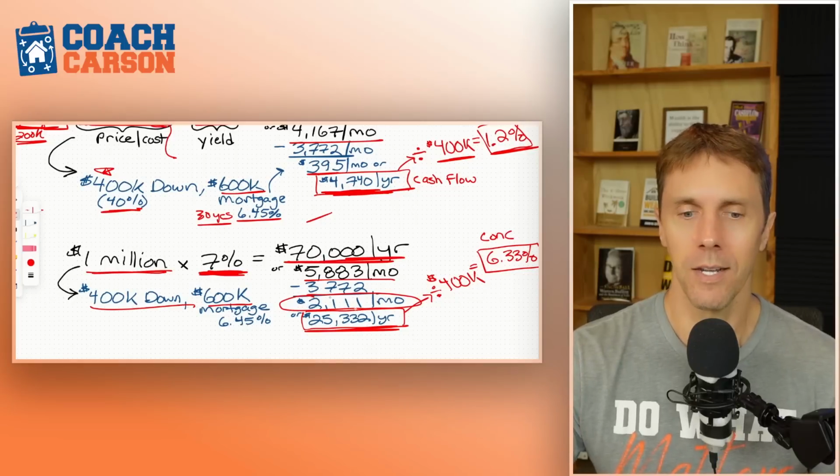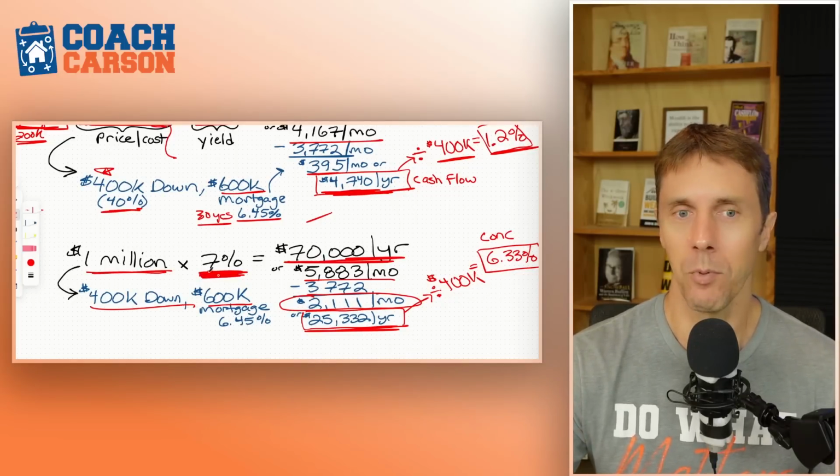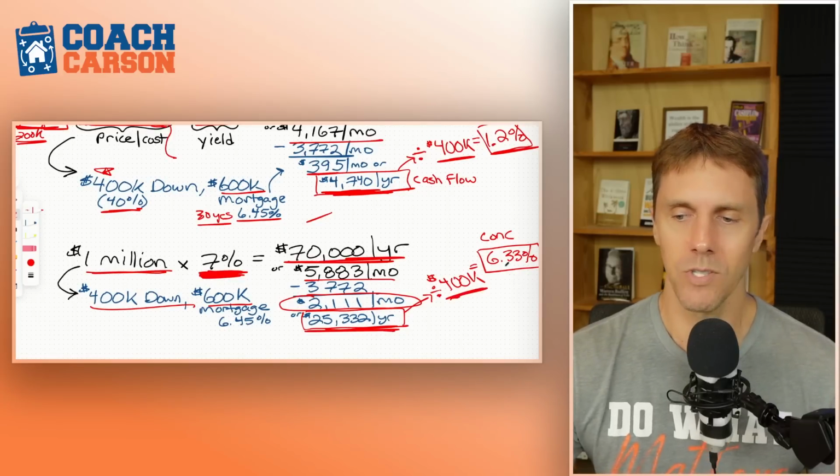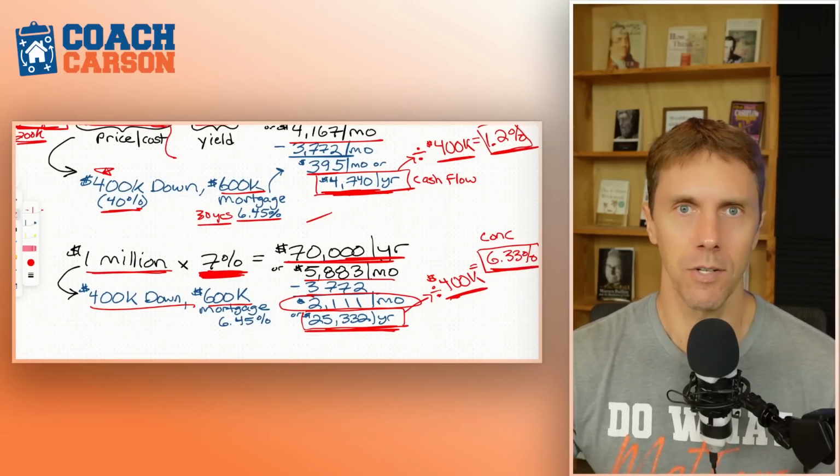Really big difference, right? A 7% cap rate property versus a 5% cap rate property with the exact same financing makes a much bigger cash flow. And if you want to figure out the cash on cash return on that, 25,332 divided by 400,000 equals 6.3% cash on cash return.